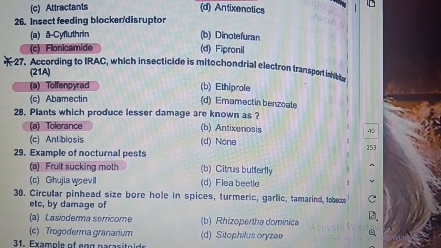Next question: circular pinhead size boreholes in spices, turmeric, garlic, tamarind, tobacco, etc. So circular pinhead size is the characteristic feature of Lasioderma serricorne and Stegobium. So here the trick is, if any pest is related to the drug store, or is a cigarette or tobacco pest, those will cause circular pinhead size boreholes only.